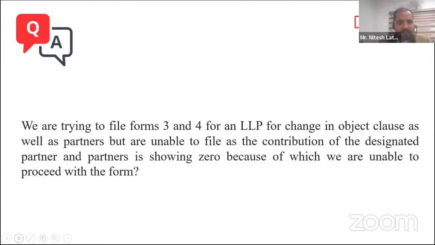Some stakeholder is trying to file form 3 and form 4 for an LLP for change in the object clause, as well as the partners, but is not able to file as the contribution of those partners is showing 0, because of which they are not able to proceed with the form. The contribution is showing as nil, as zero.